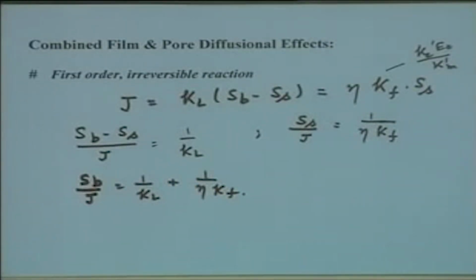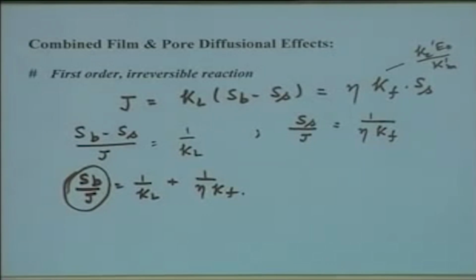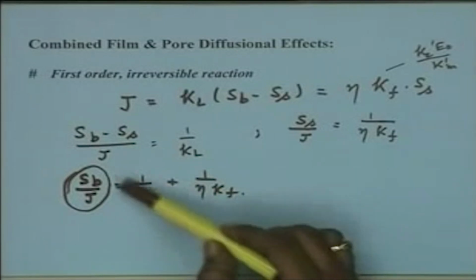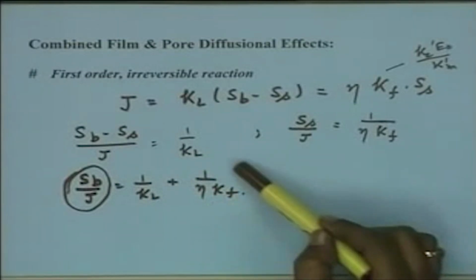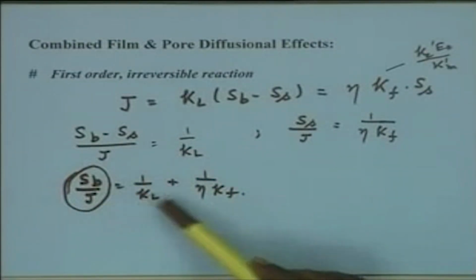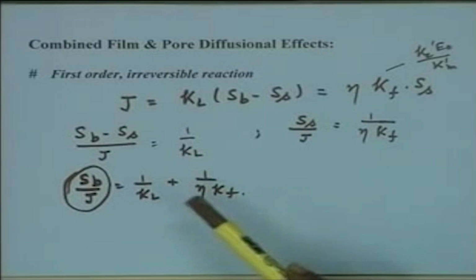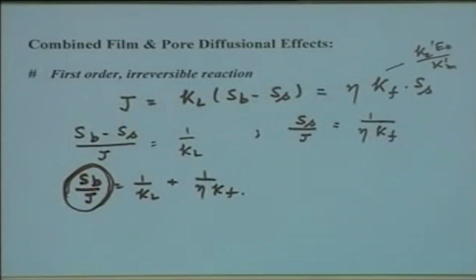So, SB upon J is the overall flux taking into account both external film diffusion as well as internal pore diffusion. The first term, 1 upon KL, is the resistance provided by external film diffusion, and the second is the resistance due to pore diffusion limitations. The overall effect is a sum of these two resistances, and SB upon J is the flux that would be expressed for a reactor performance which experiences both film diffusion and internal pore diffusion.